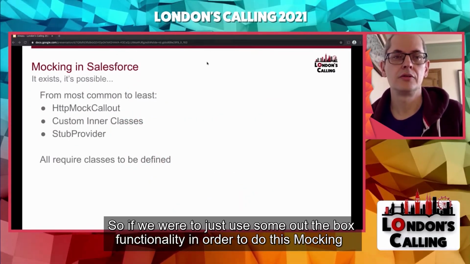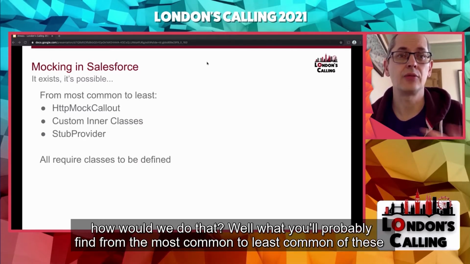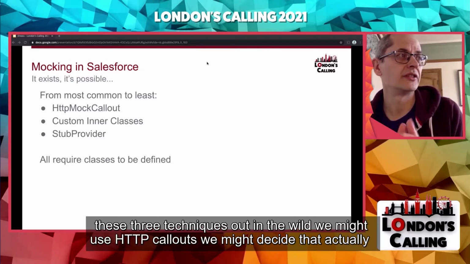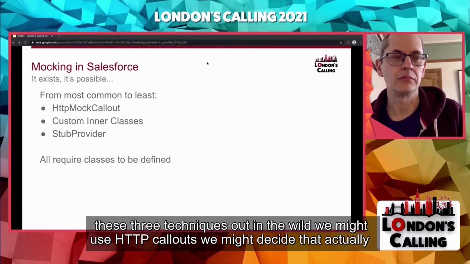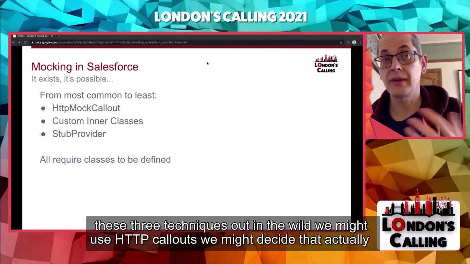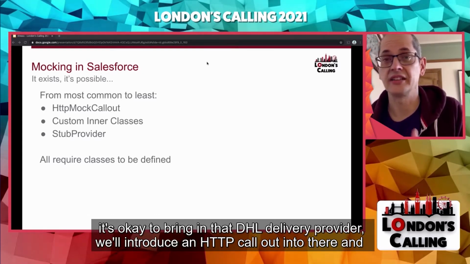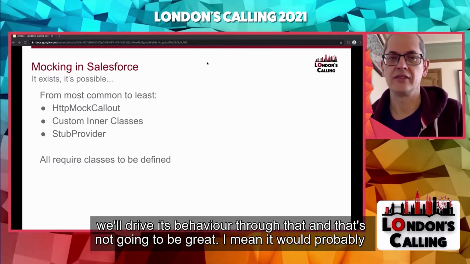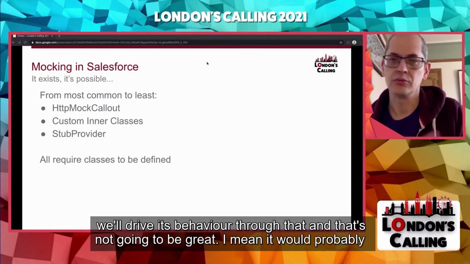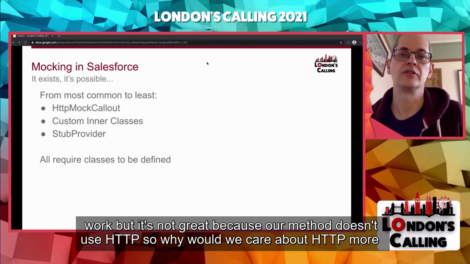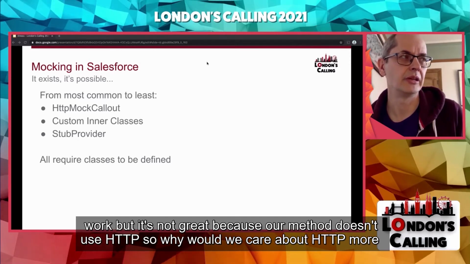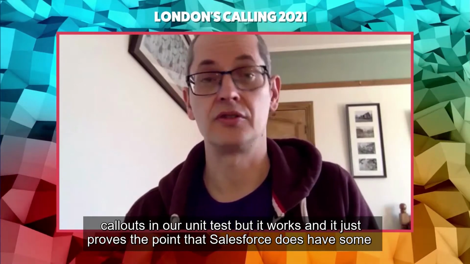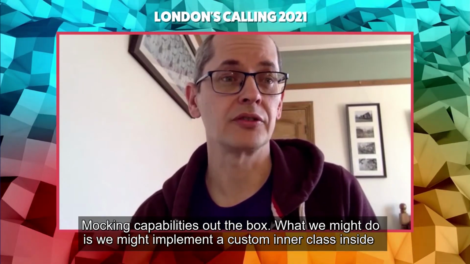So if we were to just use some out-of-the-box functionality in order to do this mocking, how would we do that? Well, what you'll probably find, from the most common to least common of these three techniques out in the wild, is we might use HttpCalloutMock. We might decide that actually it's okay to bring in that DHL delivery provider. We'd introduce an HttpCalloutMock into there, and we'll drive its behavior through that. And that's not going to be great. I mean, it would probably work, but it's not great because our method doesn't use HTTP. So why would we care about HTTP mock callouts in our unit test? But it works, and it just proves the point that Salesforce does have some mocking capabilities out of the box.